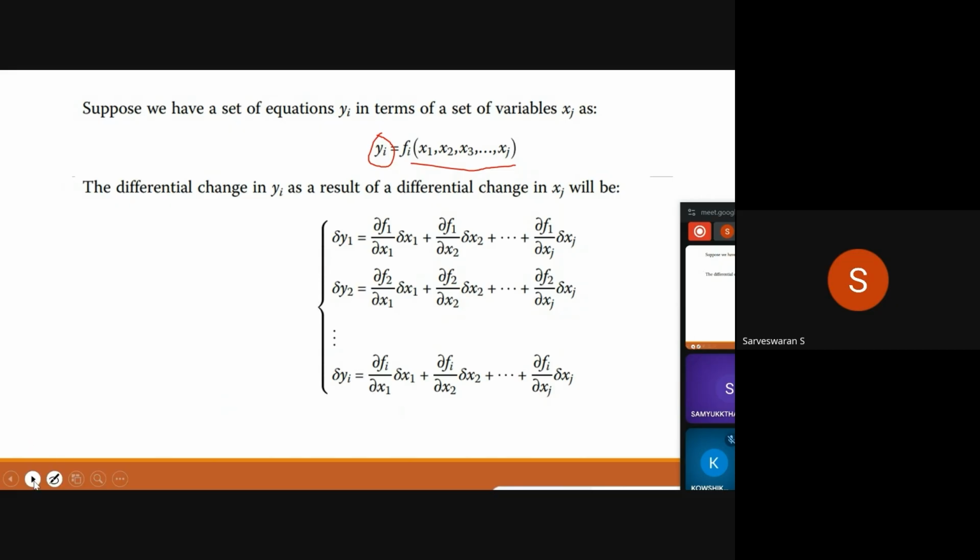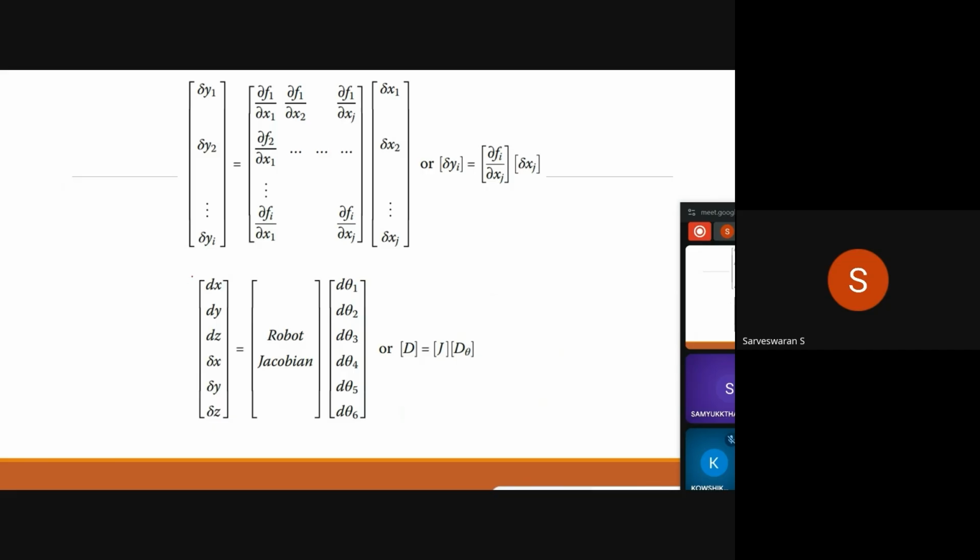So upon the partial differentiation, we finally get these linear components. So these three are linear velocities, and these three are angular velocities. So the Jacobian talks about only the velocity terms, and this is the Jacobian.